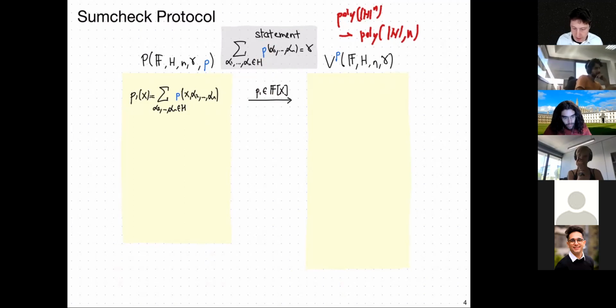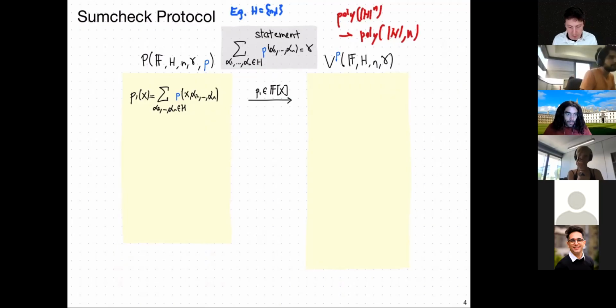There's a question about, what is h? h, for example, could be 0, 1, or whatever it is. In the previous slide, we were summing over 0, 1 to the n, but in general, the Sumcheck protocol works over anything that is h to the n. You can think about it as a product set. And it doesn't even have to be the same h. You can have h1 times h2 times h3, all the way up. It has to be something that is rectangular looking.